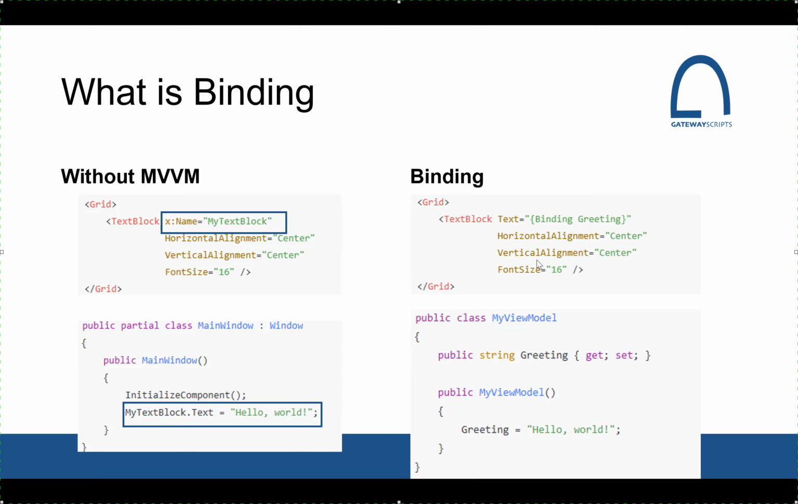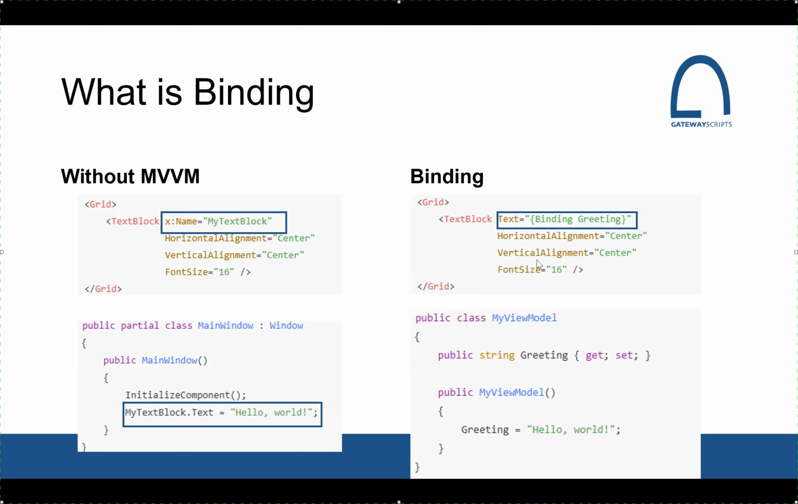In MVVM application development, we're going to change this behavior just slightly. Instead of giving the text block a name, we're not going to name the text block and access that text block from the C# code. Instead, we're going to focus on the actual attribute that we're trying to change about that text block. So if we want to change the attribute for text, we're going to use this binding keyword, which is wrapped in these curly braces, and we're going to put the name of the property that we want to be evaluated to determine the value of this attribute after the binding keyword.